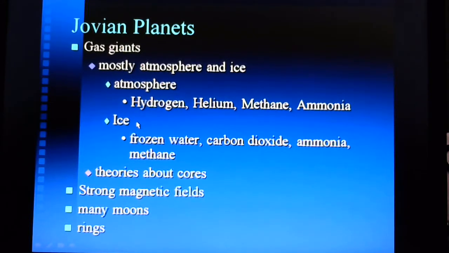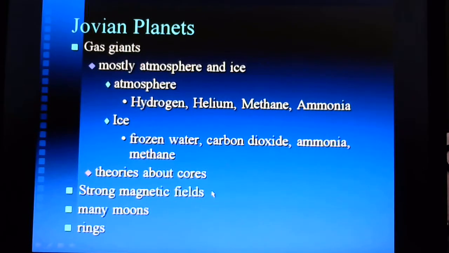When we talk about ice in these atmospheres, yeah, we mean frozen water like you're used to when you think of snowflakes and clouds on Earth. But you can also have frozen carbon dioxide, and you can have frozen ammonia, and you can have frozen methane for ice in the clouds of these very cold atmospheres of these outer planets far away from the sun.